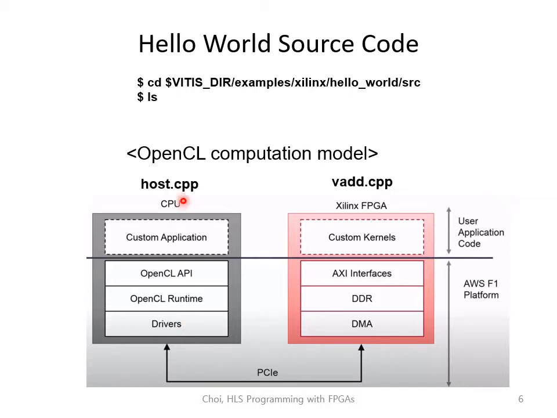So the host.cpp, the host source file, is written for the host CPU, and the vadd.cpp, which is the kernel source file, is written for the device FPGA. They actually go through different compilation processes. The host source file can be compiled by GCC, and the kernel source file will be compiled by the HLS tool. But VADD handles both compilation processes under the hood.